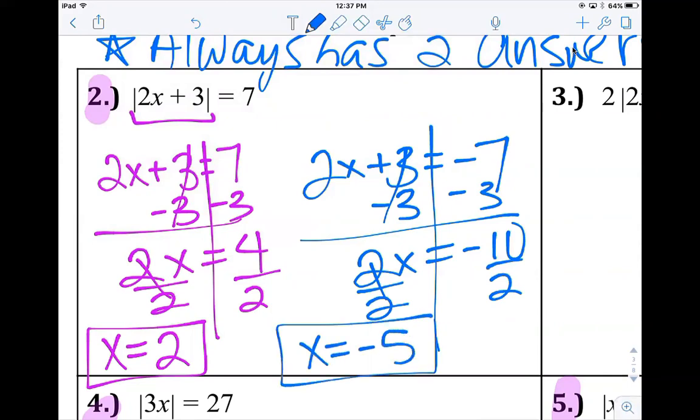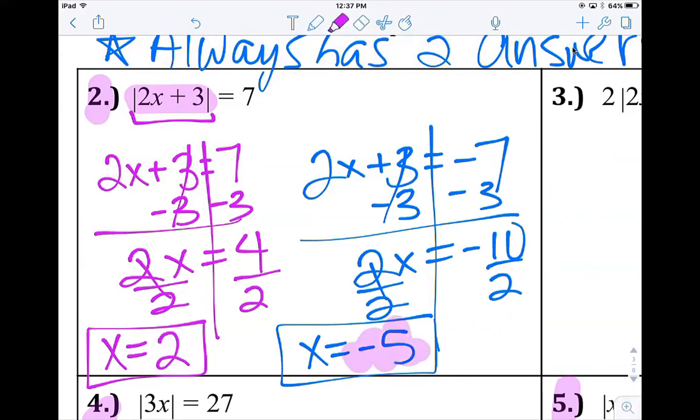Now, it is a fantastic idea to check to make sure this is correct and use your calculator. So for example, I want to check my answer, x is 2. So I will take this part up here. I will take 2 times 2, because that's my x, plus 3. And 2 times 2 is 4. 4 plus 3 is 7. And absolute value of 7 is 7. So that works out. Perfect. So we check that one.